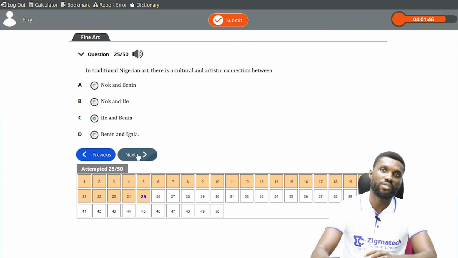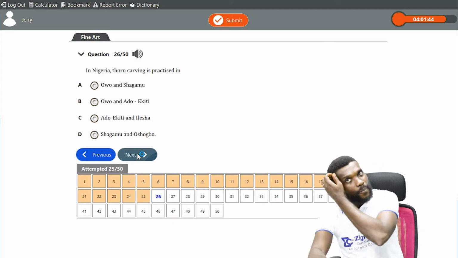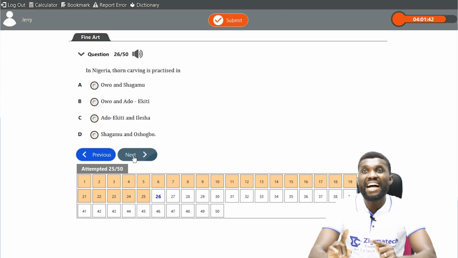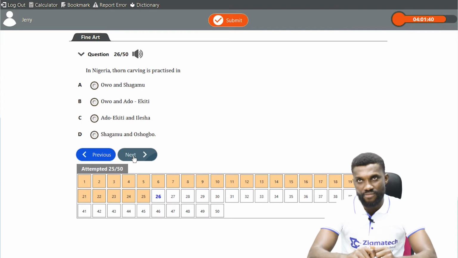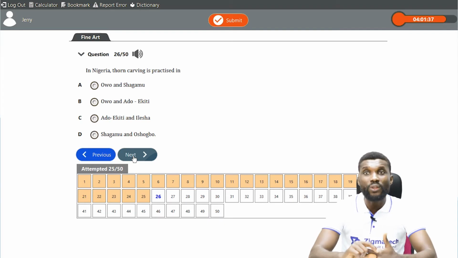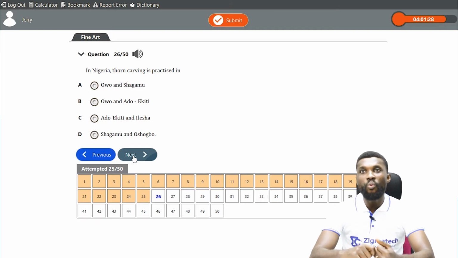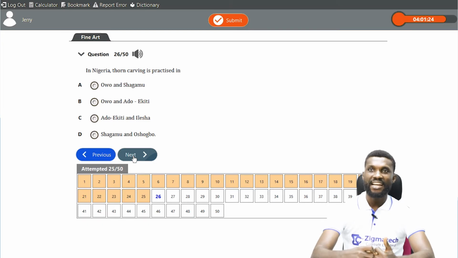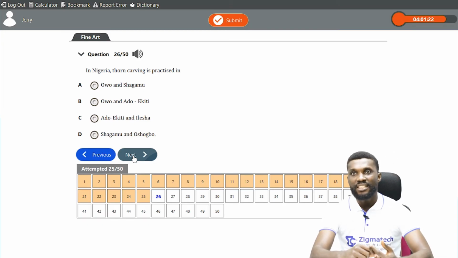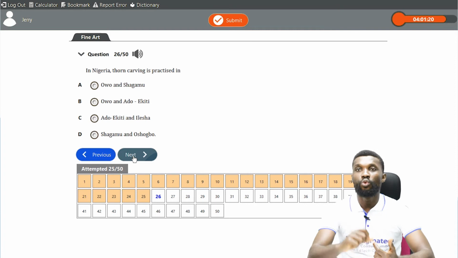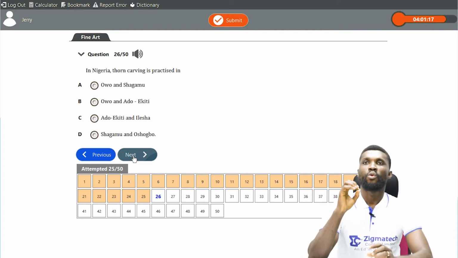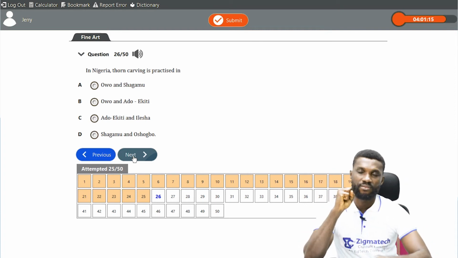All right, so now let's look at question number 26. In Nigeria, thorn carving is practiced in dash. A, Owo, Sagamu. B, Owo and Edo Ekiti. C, Edo Ekiti and Ihiala. D, Sagamu and Oshobo. Now, what is thorn carving?